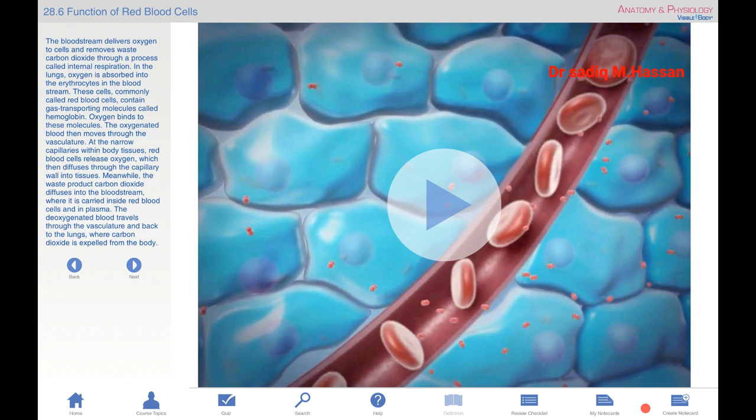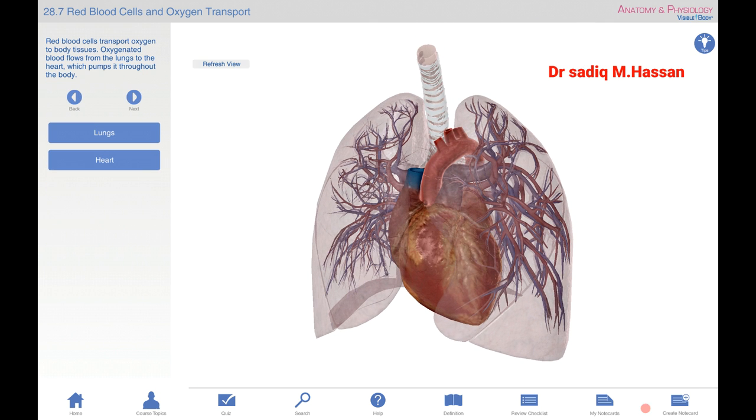Very good. So this was a short video talking about the function of the red blood cell, how the red blood cell functions. So let us move next. Here we see the red blood cell and oxygen transport.